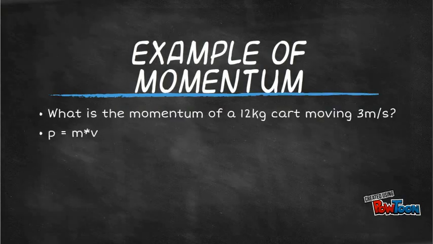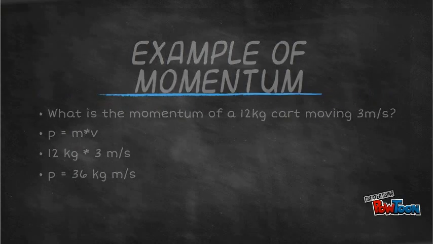Example of momentum: what is the momentum of a 12 kilogram cart moving 3 meters per second? P equals m times v. 12 kilograms times 3 meters per second. P equals 36 kilograms meters per second.